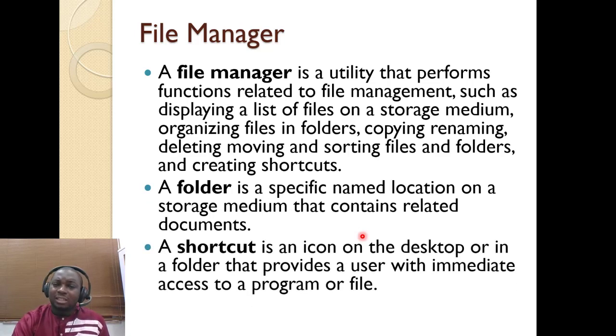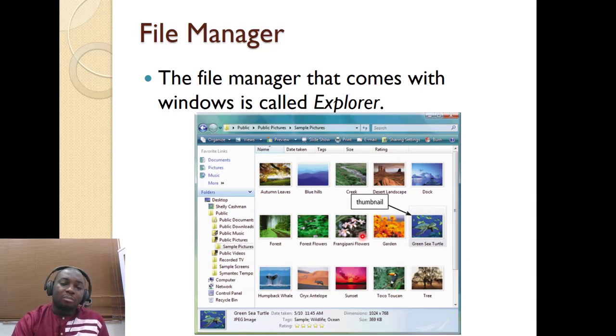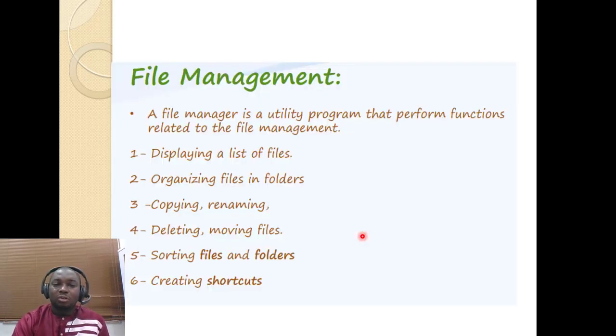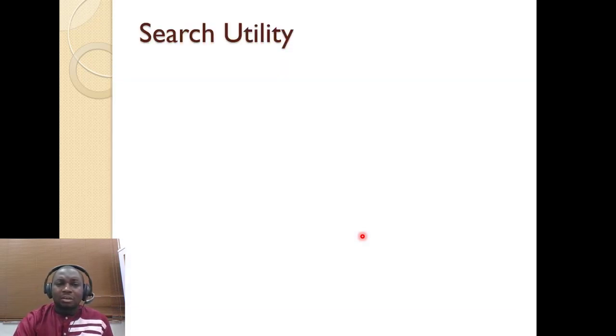Okay, then you have shortcuts. These are icons. These are all utility programs embedded in your machine. The file manager manages a lot, and it comes with Explorer, which you can go through and get more of the information on your machine. So what the file manager does is displaying the list of files, organizing the files, copying, renaming, deleting, and then creating shortcuts. These are the functionalities which are performed by the file manager.